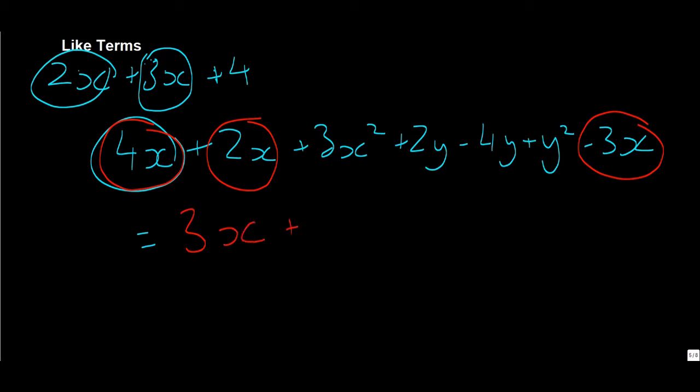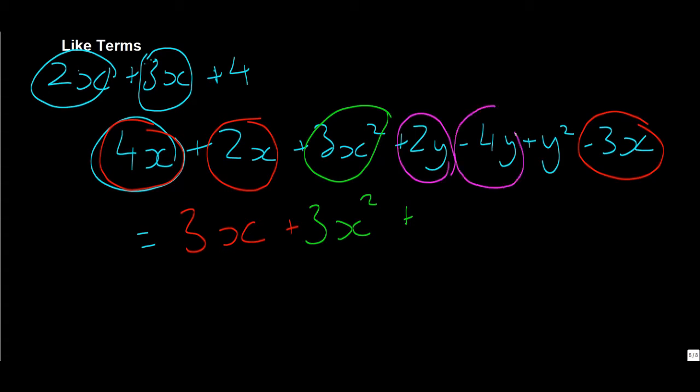Now, what about this x squared over here? Is there anything else in the x squared? No. So it's 3x plus 3x squared plus, now if you look at this y, there's 2 y's here. So there's a plus 2y and then there's a minus 4y. Now again, I've already put in the plus, but there shouldn't be a plus there, because it actually is minus, because plus 2 minus 4 is minus 2. So that's a minus 2y, and then there's just the 1y squared.